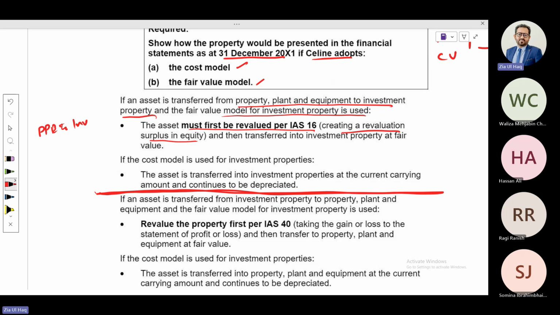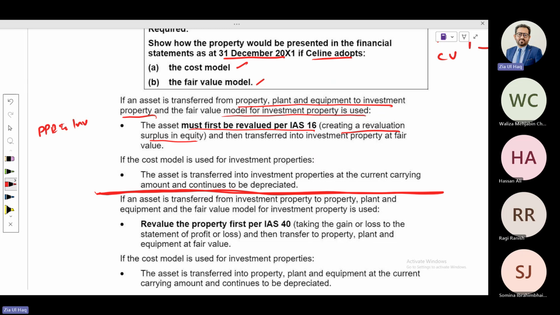So first we need to check the market value of the asset. Before converting it into investment property, we need to revalue the asset. And before converting to investment property, it is property, plant and equipment. And any gain or loss relating to property, plant and equipment should be charged in revaluation surplus gain and loss to profit and loss account.